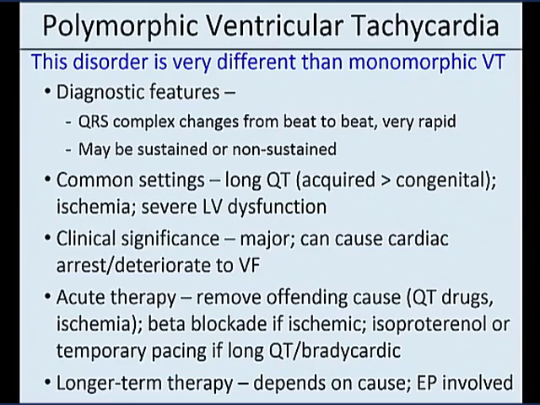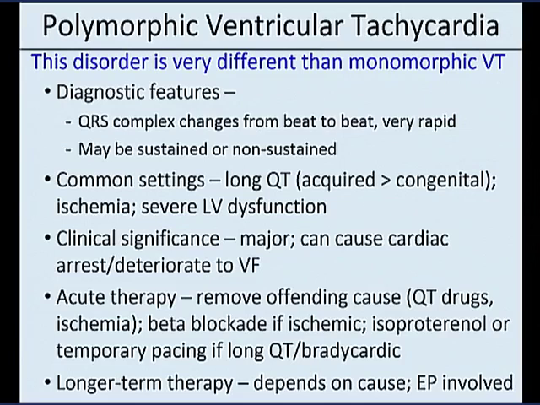Removing the offending cause is great. If you have a drug, an antibiotic, or some other medication that's causing this, you can stop the med. It's still around for a while, so you've got to deal with it otherwise. If you think ischemia is a cause, then beta blockade is obviously important. Otherwise, isoproterenol may be helpful, just the opposite of beta blockade, in shortening the QT interval and preventing pauses.